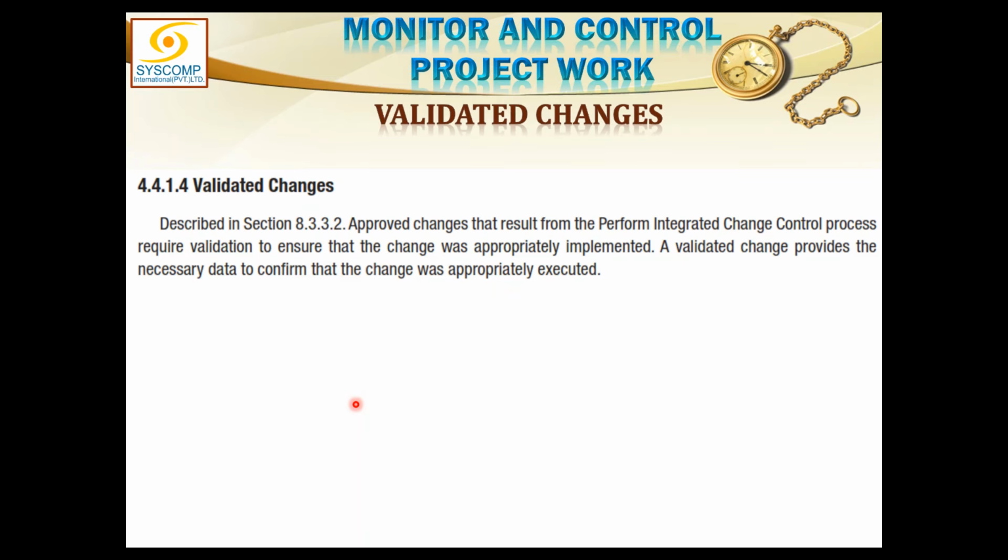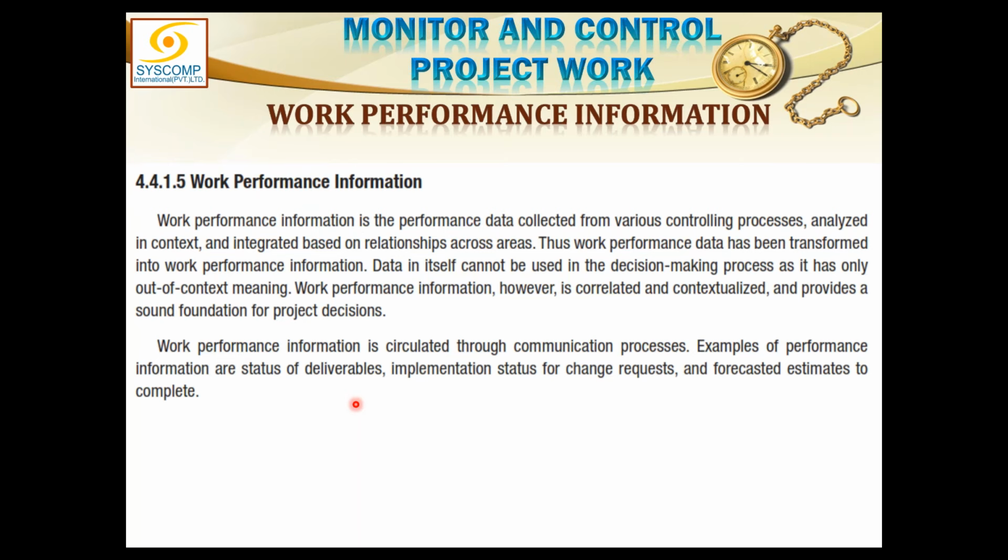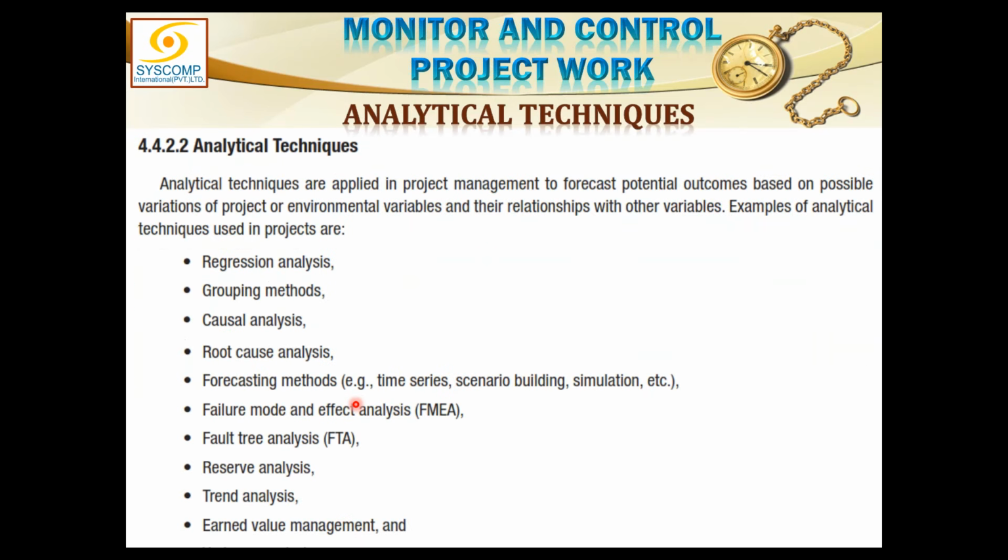Okay, then we have got work performance information. This is the input. So where is it coming from? All this work performance information is coming from all the controls, which receive the work performance data and after analysis convert it into work performance information. This is processed data. And this is put together in the form of the work performance report.